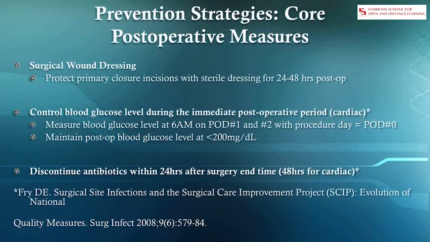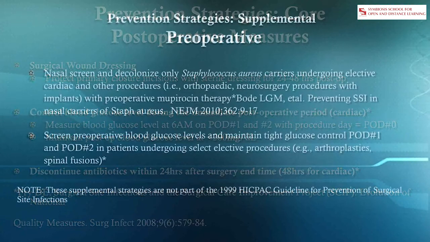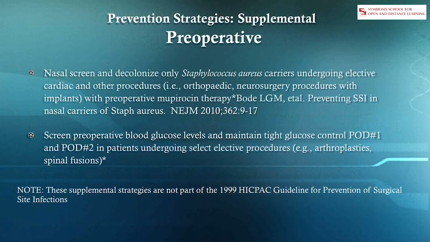Surgical wound dressing, protect primary closure incision with sterile dressing for 24 to 48 hours post-op. Control blood glucose levels. Discontinue antibiotics within 24 hours after surgery end time. This is very important. And when it comes to cardiac surgery, it is 48 hours. Then nasal screening and decolonization only when it is staph aureus, especially if the patient is going for implant surgeries.